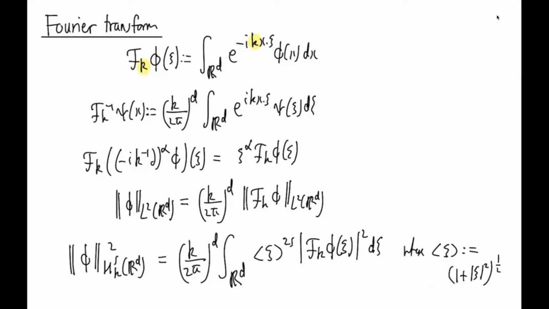Strictly speaking, these Sobolev norms are equivalent up to a constant to the ones I defined in lecture 1. In lecture 1, I just said you take the weak derivatives and scale each derivative by a power of k inverse. Here these are equivalent to those up to some constant, but I'm going to ignore that.